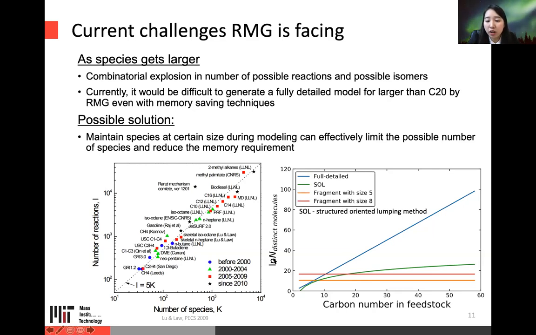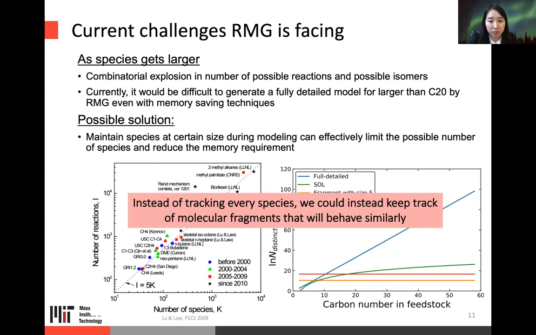So if we look at the right-hand side plot here, we can see as the carbon number in the feedstock increases, the total number of distinct molecules will increase exponentially. However, if we limit the species size to either 5 or 8 carbon numbers, then it can effectively limit the total possible distinct molecules. And then we can largely save the memory requirement and also increase the modeling speed.